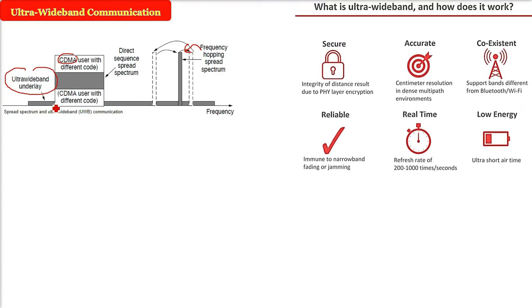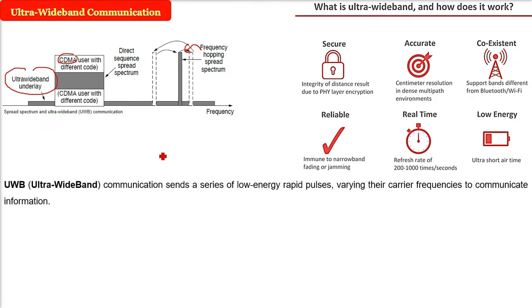Ultra wide band communication. So I told you about frequency hopping, then the other one, CDMA, and then we have ultra wide band. This is the underlying figure, you see, all these are working here. Ultra wide band, as the name suggests, sends a series of low energy rapid pulses, and at the same time changes or varies their carrier frequency. This carrier frequency is changed to communicate information.